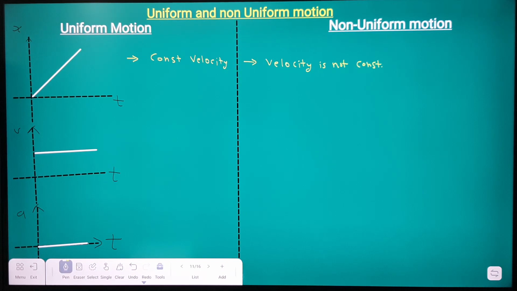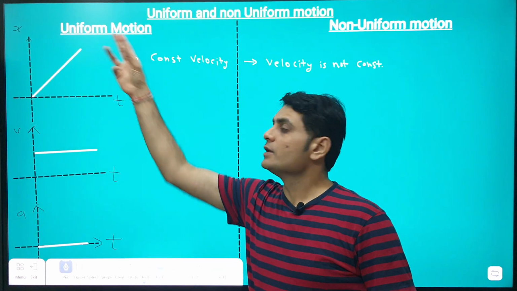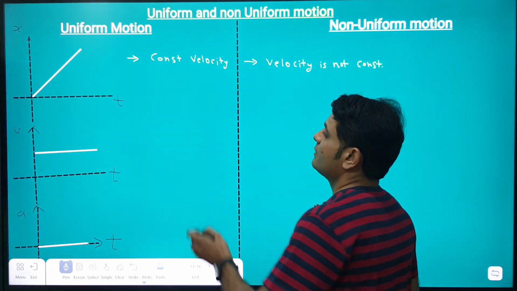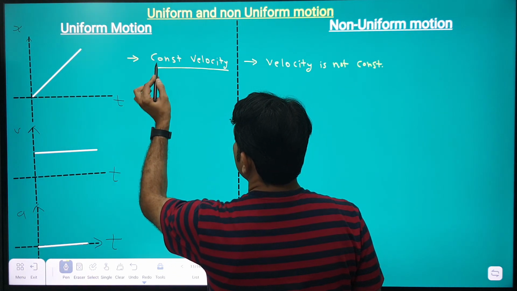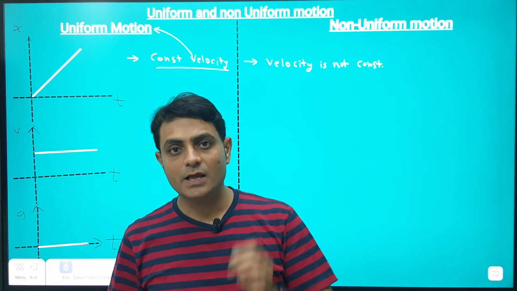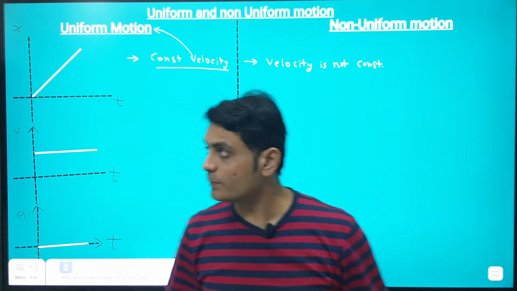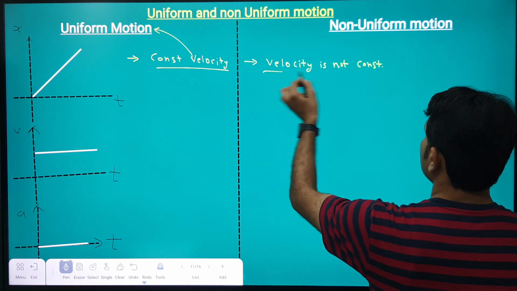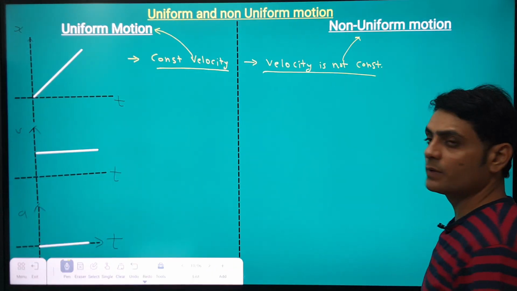Let's see some points of difference between uniform and non-uniform motion. At first, uniform motion. The definition is quite simple. When an object is moving with constant velocity, it is said to be uniform motion. If it is not moving with constant velocity, it is said to be non-uniform motion.